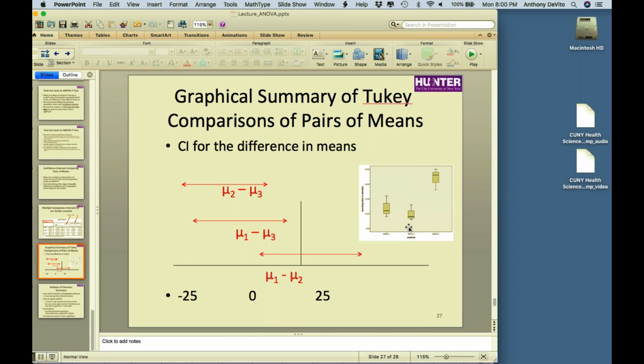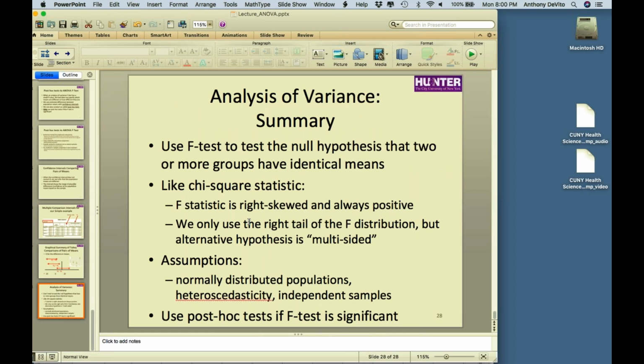This is a reminder of what that box plot looked like when we were working before. And finally, use the F-test to test the null hypothesis that 2 or more groups have identical means. In general, we're looking at more than 2 groups. If it's only 2 groups, you would have stuck with the t-test. However, we also demonstrated earlier that if you apply the analysis of variance to 2 groups, you get the same result as you would get for the t-test anyway.